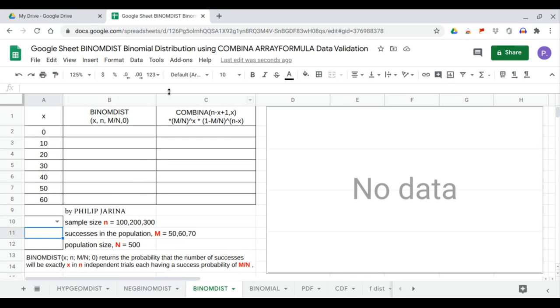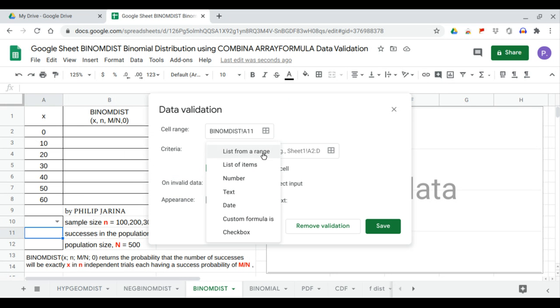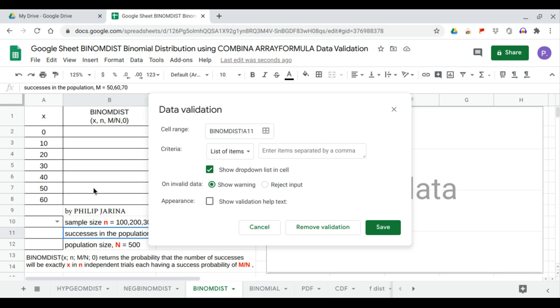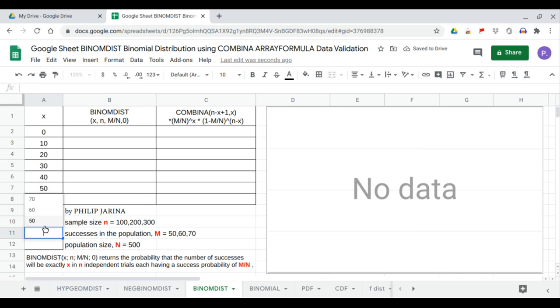The successes from the list, that's 50, 60, and 70. And we have three possible successes. And the population will be 500. That's our total population.